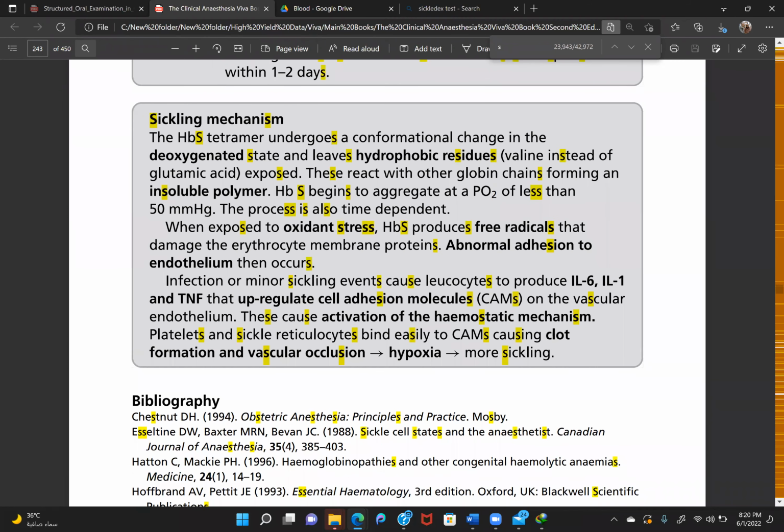Infection causes leukocytes to produce interleukin 6, which upregulates cell adherence molecules on the vascular endothelium. Whenever there is an infection, there is a release of these interleukins, which upregulate and cause more stickiness and vascular dysfunction. So there is activation of the hemostatic mechanism; platelets and sickle reticulocytes bind easily to these cell adhesion molecules, causing clot formation and vascular occlusion. These are if they want to give you something extra, but the bottom line you should know.